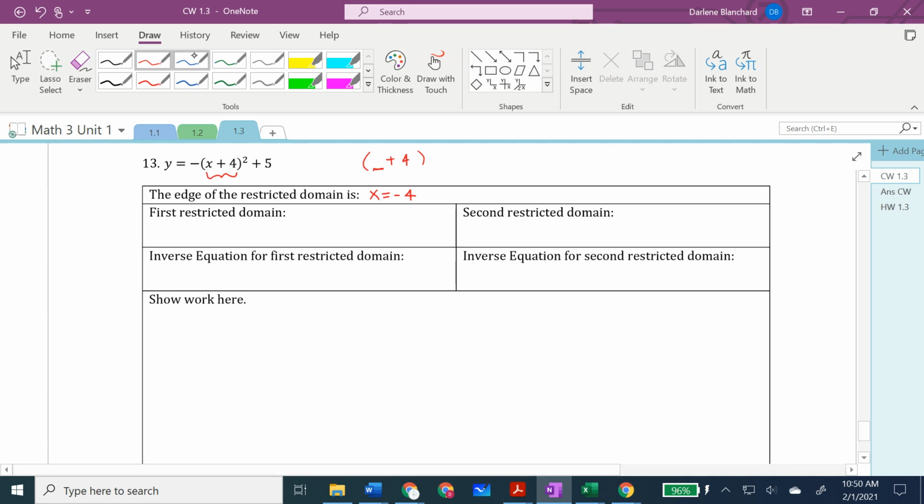Then you can decide what you want to be the first and the second restricted domain. It doesn't matter which order. So if I decide that I'm going to go with the left and then the right, I have my 2 restrictions. The left half of my parabola, so I'm just going to say left half and right half.